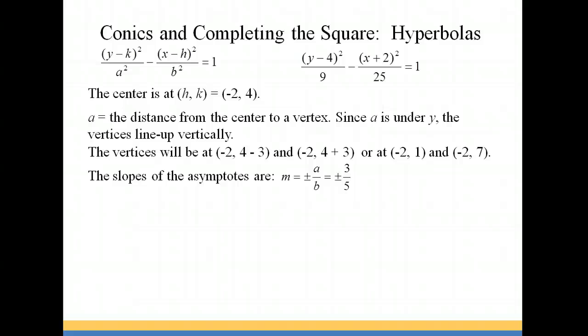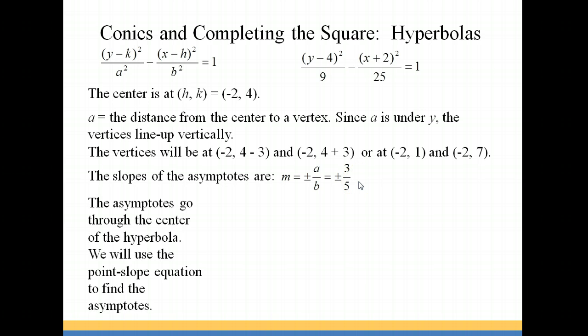We can also find the slopes of the asymptotes by using a and b. The slopes are going to be plus or minus a over b. Now I know whether it's a in the numerator or b in the numerator based on what letter it's under. So remember again that y is a vertical movement. So when you're talking about slope, it's going to be rise over run. So our a value is going to be our rise, which is 3, and our b value is going to be our run, which is 5. Now it's pretty easy to find the slopes of the asymptotes because the two asymptotes will always go through the center of your hyperbola. So we have a point on our asymptotes and we have our slope. So we're going to use the point slope formula to find the equations for our asymptotes.